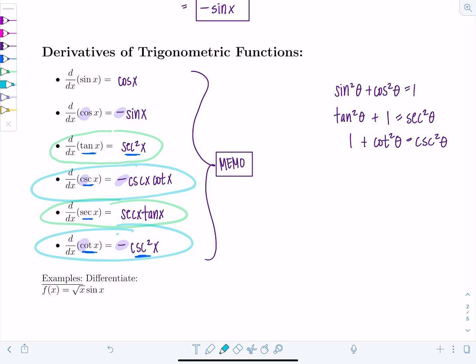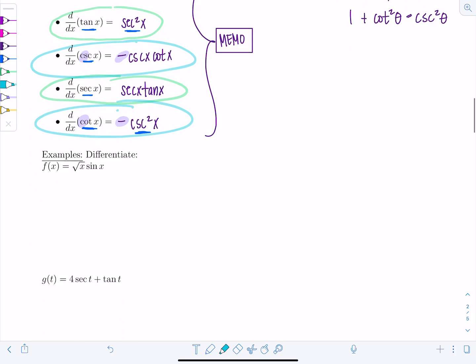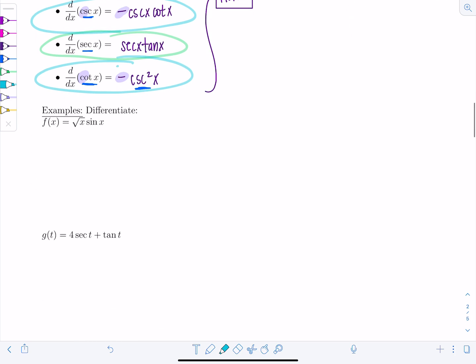All right, so let's look at some examples. We're going to do some fancy derivatives now that we know how to differentiate all these trig functions. And we're still going to use product rule, quotient rule, all that good stuff from before. So first example, f of x is equal to the square root of x times sine of x. We need to differentiate. Well, we got to use the product rule, right? Can you see we have a product of two functions? Here's one function. Here's the other function.